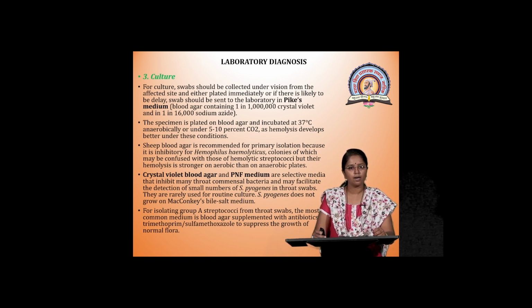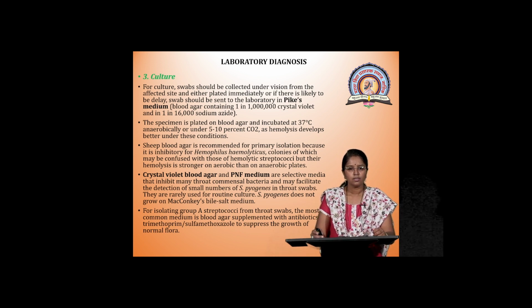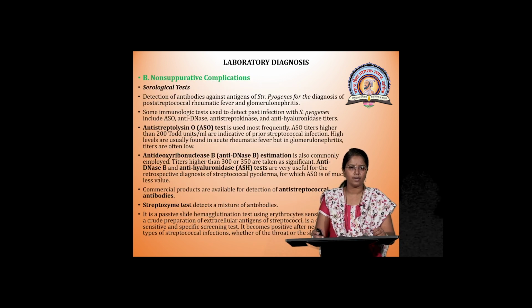then we can say that the bacterium is Streptococcus pyogenes. Sheep blood agar is recommended for primary isolation because it is inhibitory for Haemophilus haemolyticus, colonies of which may be confused with those of hemolytic streptococci. Crystal violet blood agar can be used for growth of Streptococcus pyogenes from the throat swab. These streptococci will not grow on MacConkey's bile salt medium. For isolation of group A streptococci from throat swab, the most common medium is blood agar supplemented with antibiotics, trimethoprim-sulfamethoxazole, to suppress the growth of normal flora organisms.